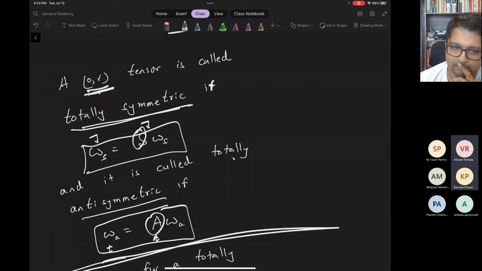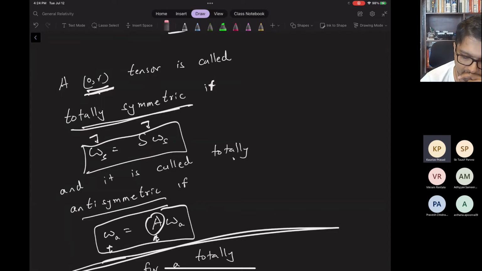Sir, I had a doubt. For tensors of type 0R, the whole thing is clear. But when we have tensors of the general tensor type, then how is P acting on a tensor defined?